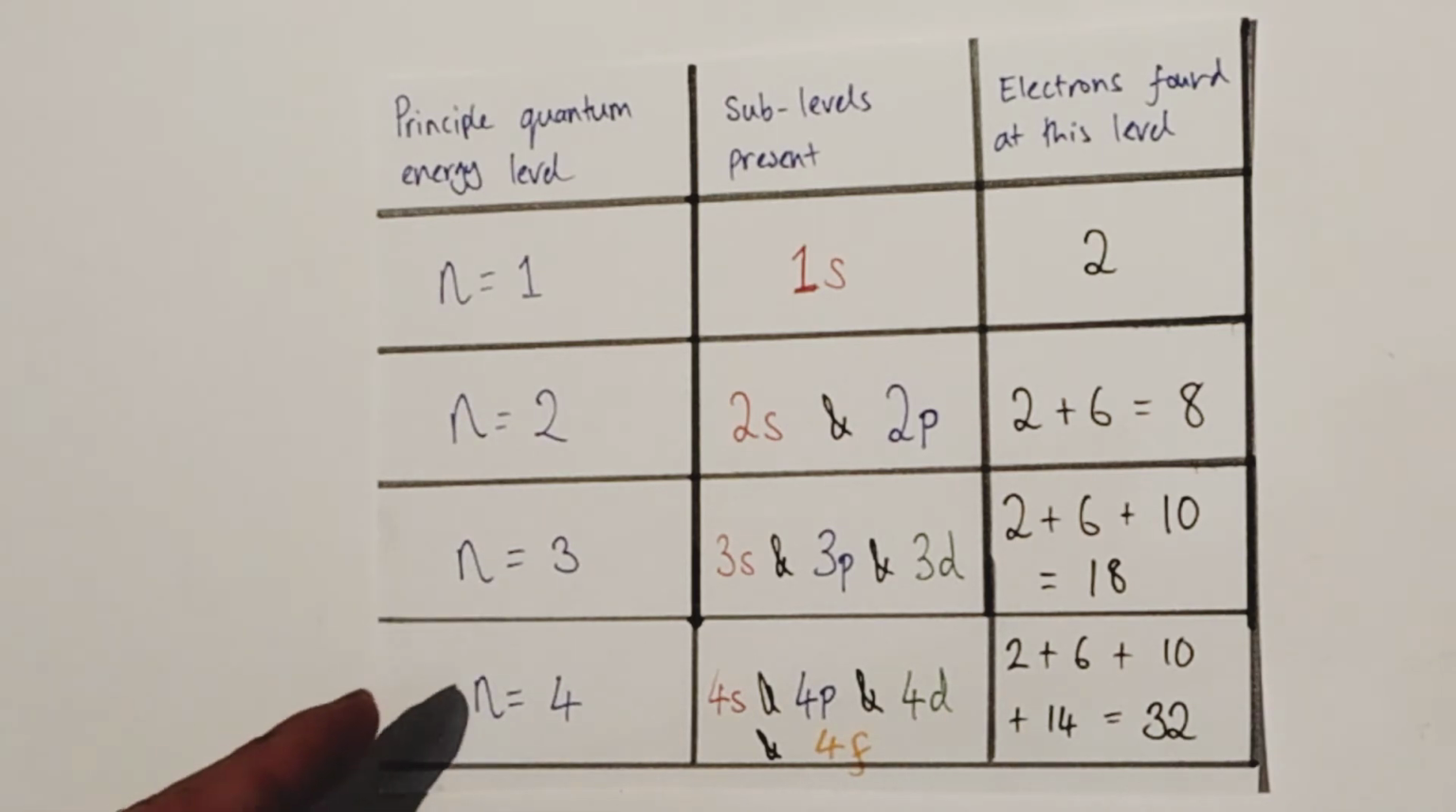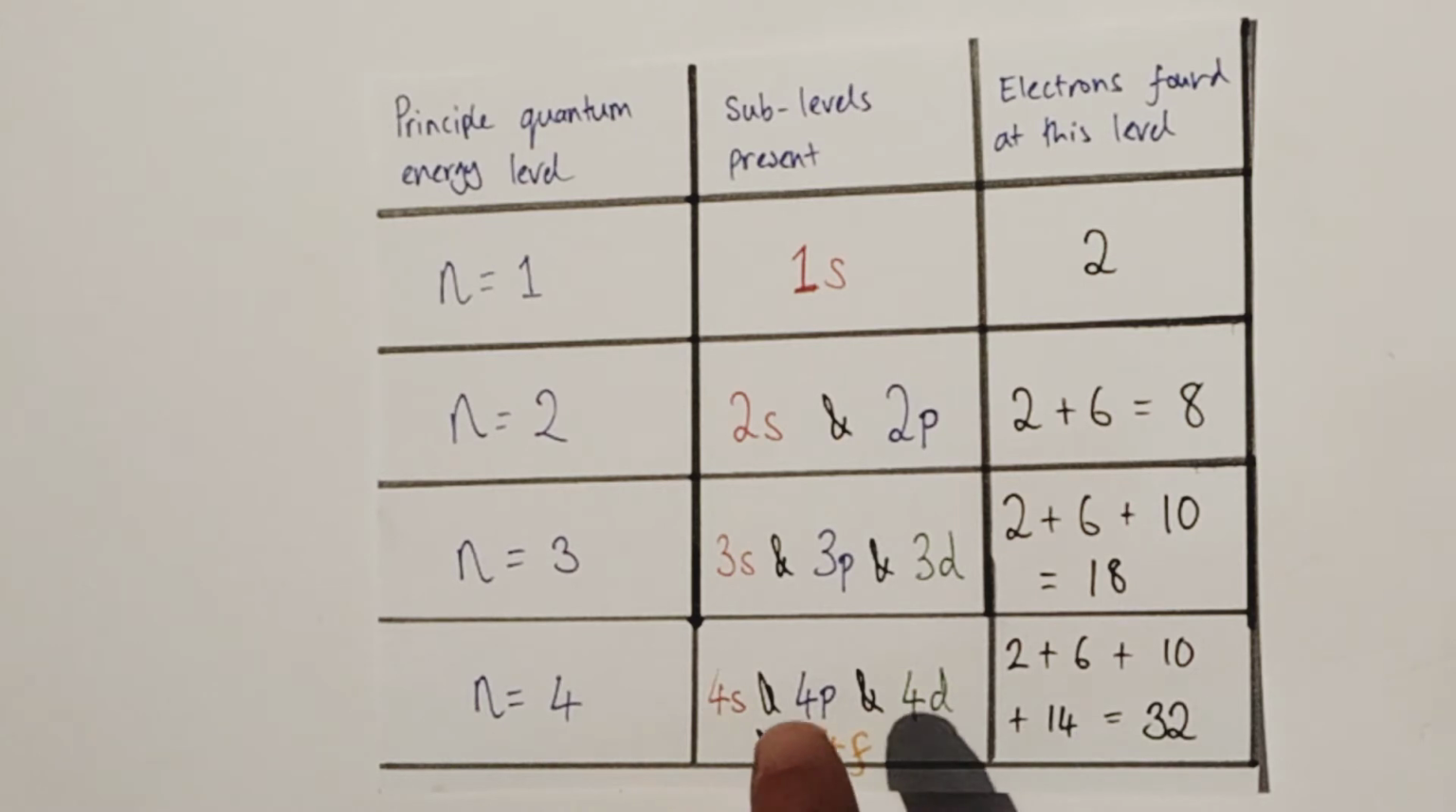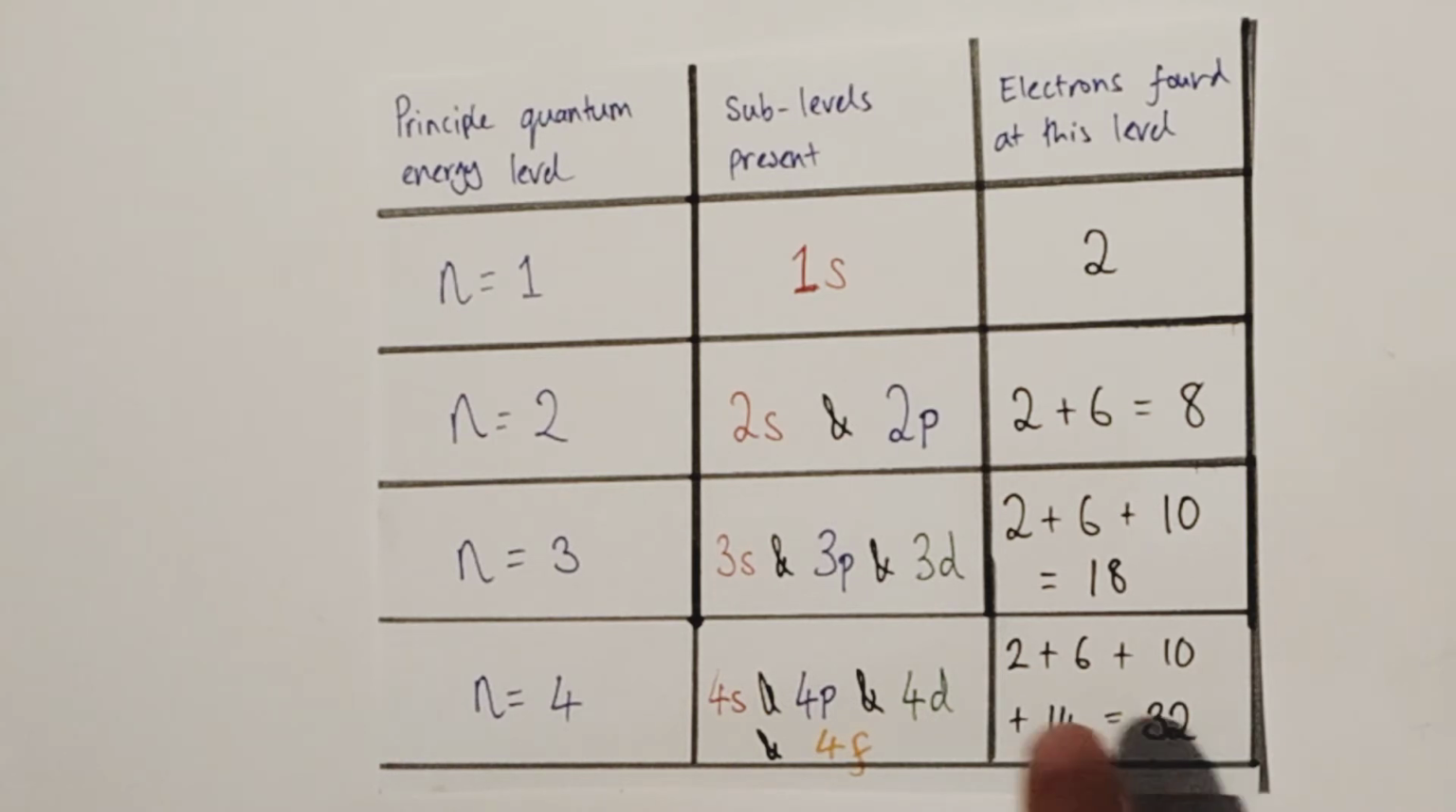of energy. Now, principal quantum energy level 4 has an s, p, d, and now a 4f sublevel as well. So that's 2 electrons in the s, that's 6 in the p, that's 10 in the 4d, and the 4f contains 7 f orbitals. Each orbital able to contain 2 electrons, so 7 times 2, 14. That's 14 electrons able to exist in the 4f sublevel. So that is 32 electrons total able to exist at principal quantum energy level 4.